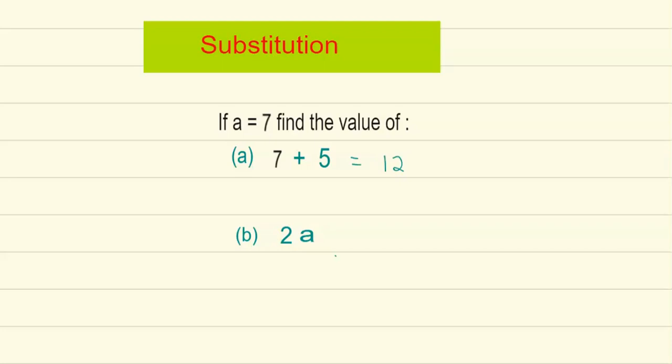Now for 2A, when you have a number and a letter together, that means you multiply them. So instead of 2 times A, we substitute 7 into A. So 2 times 7 will give us 14.